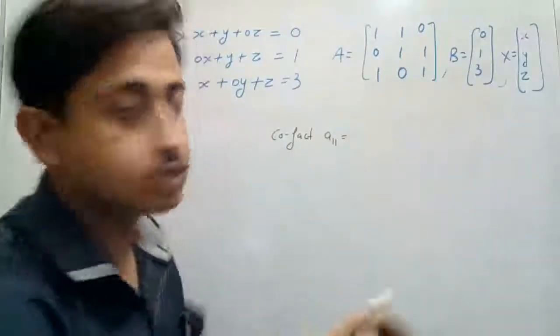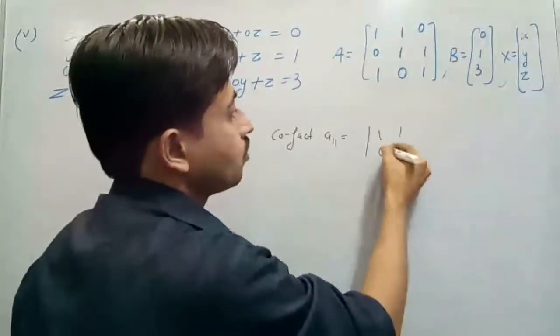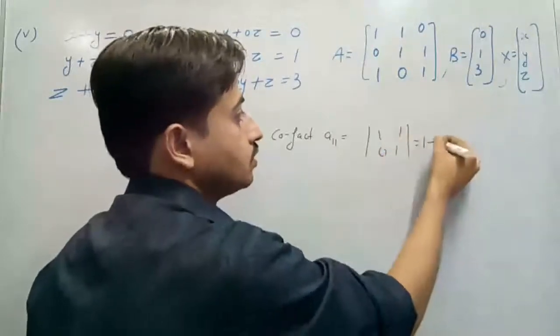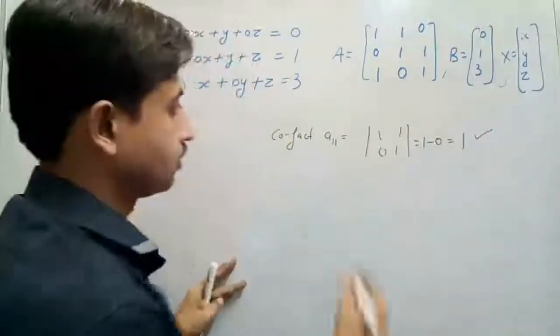Cofactor of A11 is what? Cut the first row and first column. We got 1, 1, 0, 1. Now solve this. 1 into 1, 1. 0 into 1, 0. So we get 1. Since 1 plus 1 is even, the sign remains 1.